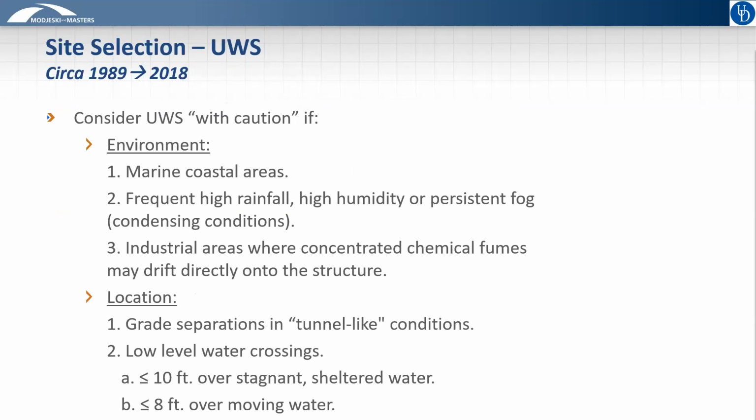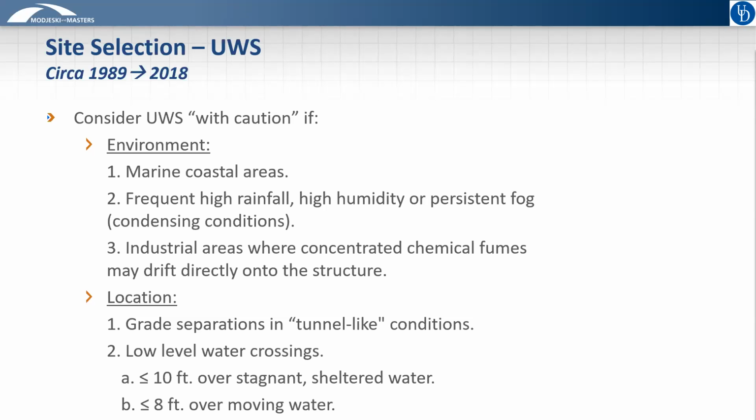So to set the background for these recommendations that we're going to get into, many of you may be familiar with the current FHWA guidance on site selection for uncoated weathering steel. Those are listed here, where we can see there are 3 general environments and 2 specific site locations where, in the FHWA terminology, UWS should be used with caution. So these are a starting point for whether or not to use uncoated weathering steel.